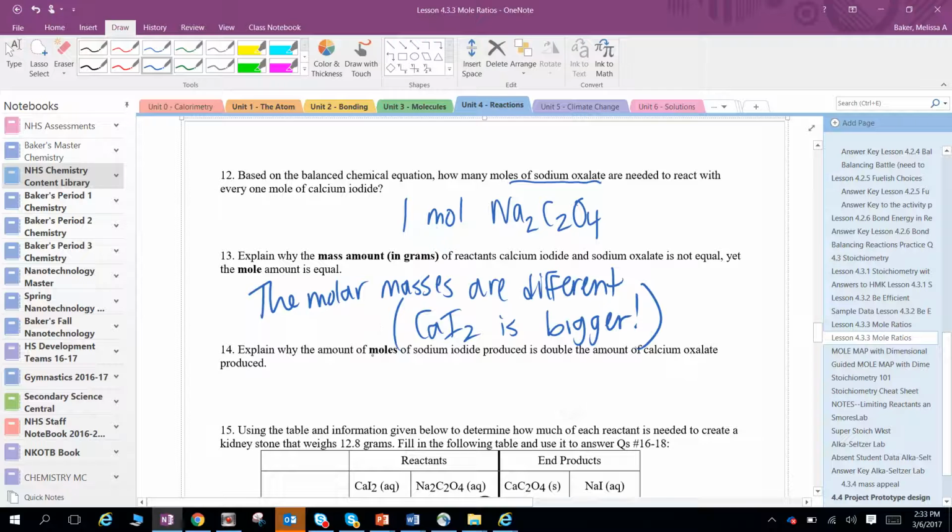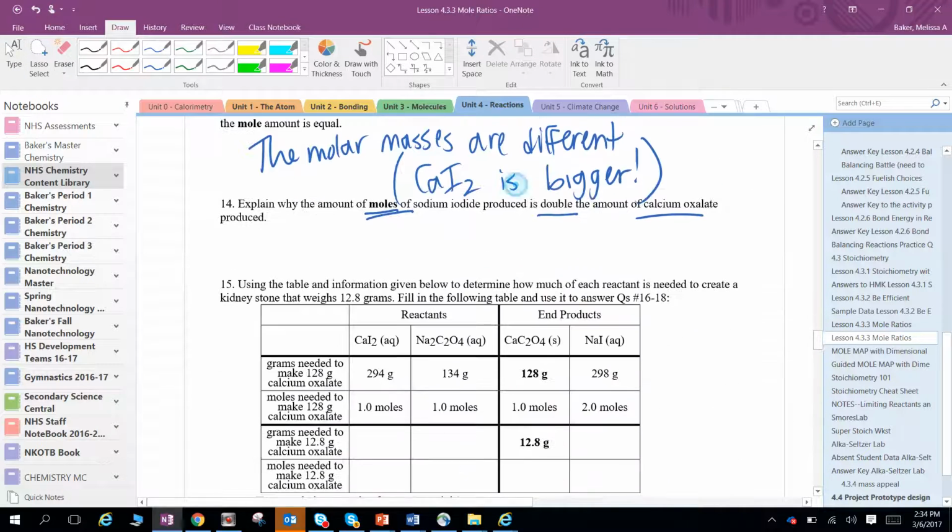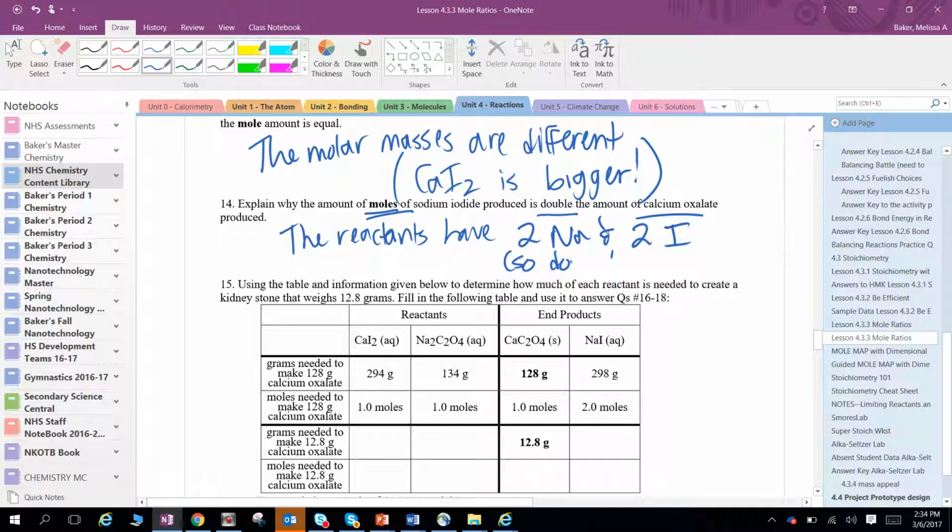For number 14, why do you produce more moles of sodium iodide, double in fact, than calcium oxalate? So if we look up here, there's twice as many sodium iodides as the number of moles of calcium oxalate. And the reason is because in the reactants, there are 2 iodines and 2 sodiums. So we can say the reactants have 2 sodiums and 2 iodines. So double.